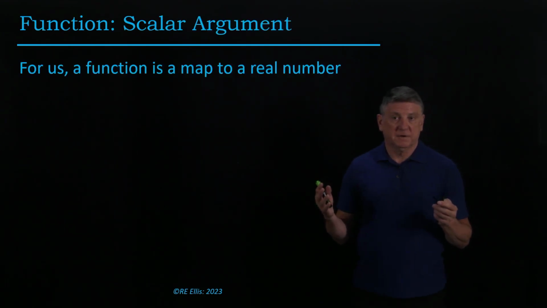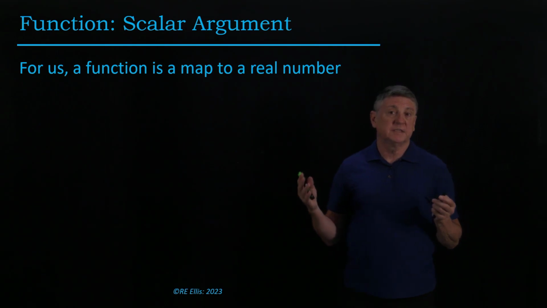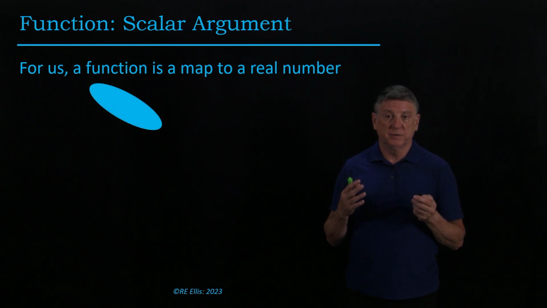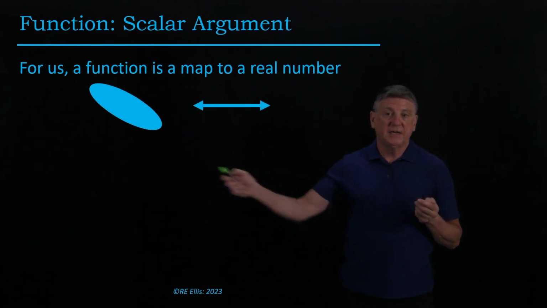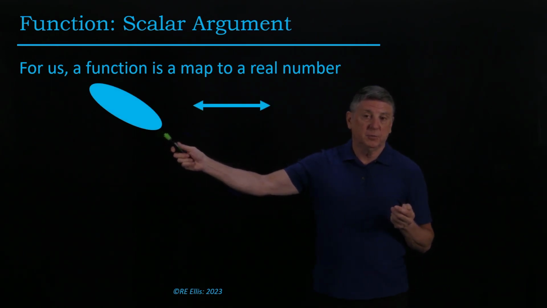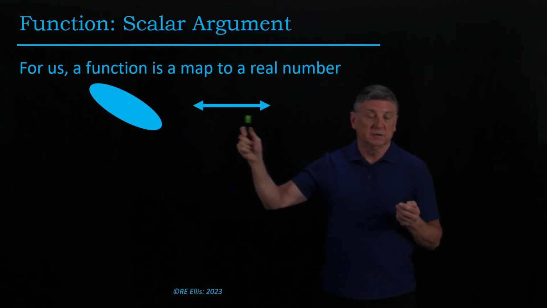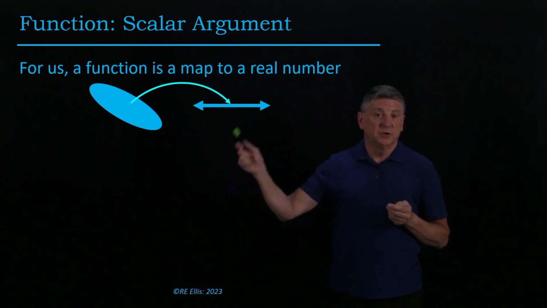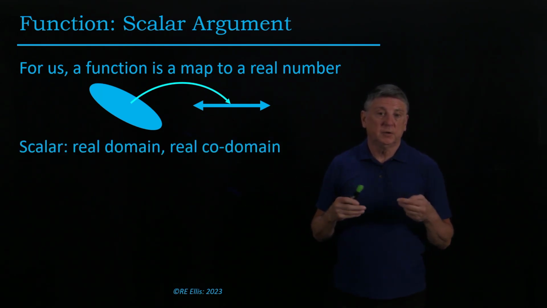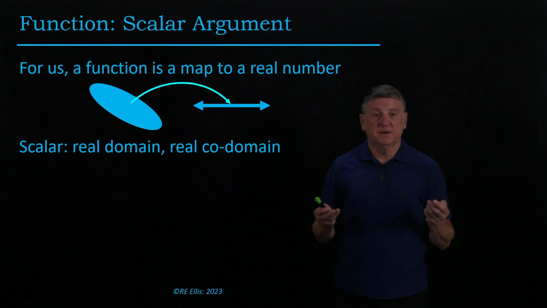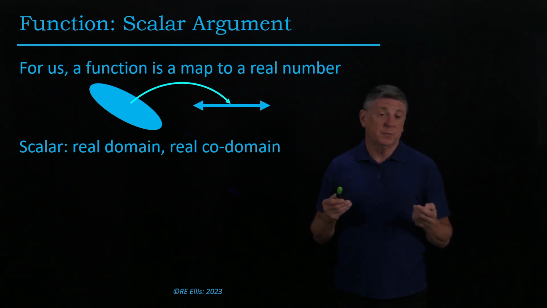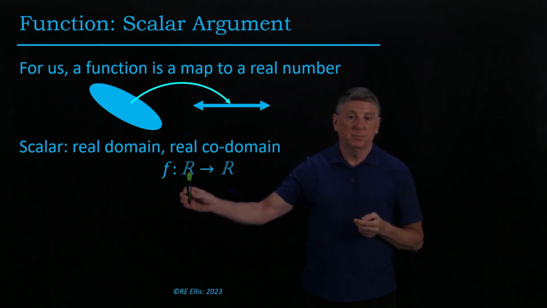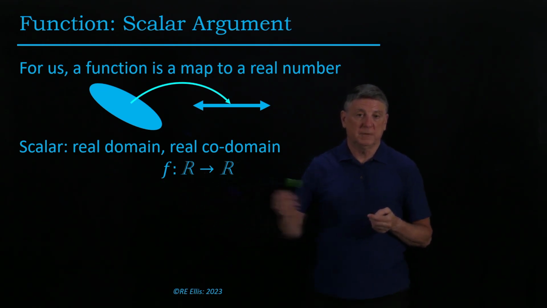Let's recall a scalar function. For us, this is a map to a real number. So the codomain of a function is a set of real numbers. And here we have some set that is in the domain, and then this is the real number line, and we map from that domain to this codomain. So for a scalar function, both the domain and the codomain are real numbers. We would write this as f is a map from real numbers to real numbers.